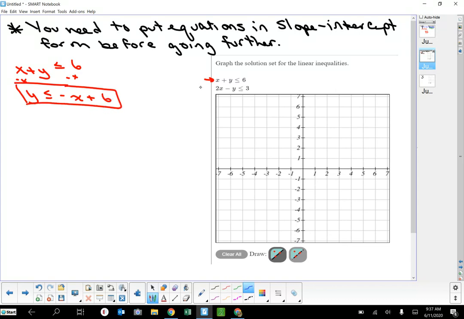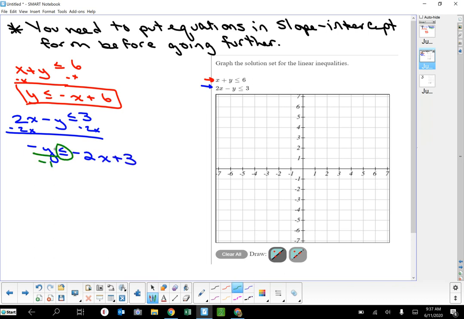And then I'll do the bottom one in blue. So that's 2x minus y is less than or equal to 3. I'm going to move the 2x. So now I have negative y is less than or equal to negative 2x plus 3. And remember, when you divide by a negative, you need to flip that symbol. Right? So we now get a positive y is greater than or equal to 2x minus 3. And that's the equation that we're going to graph there.